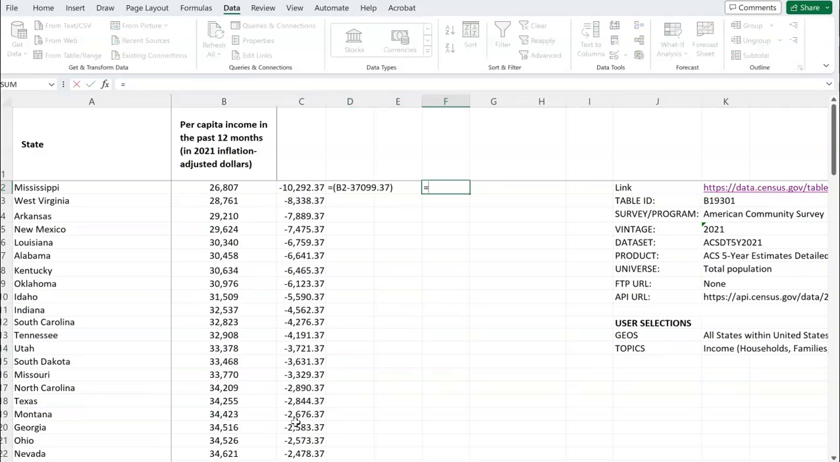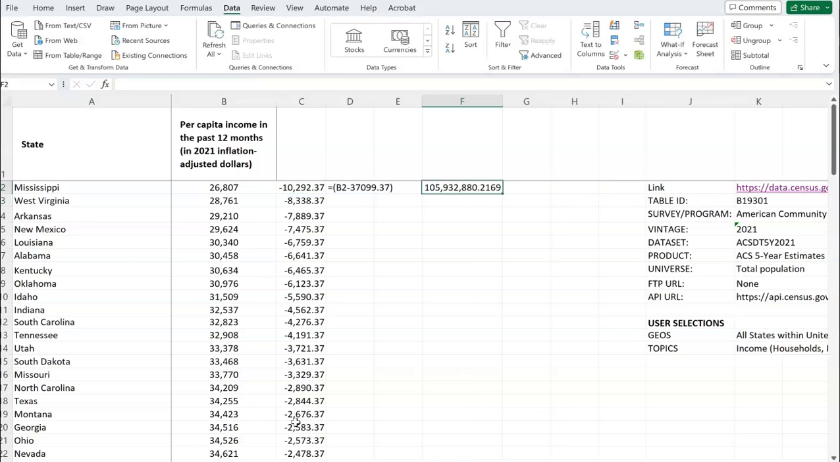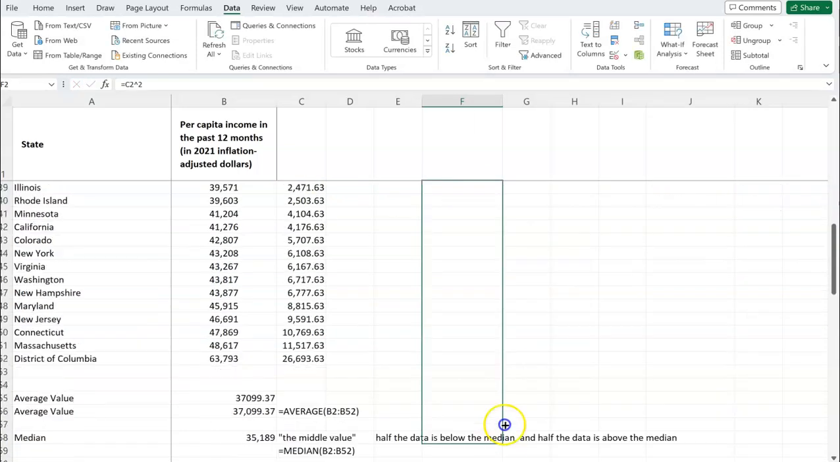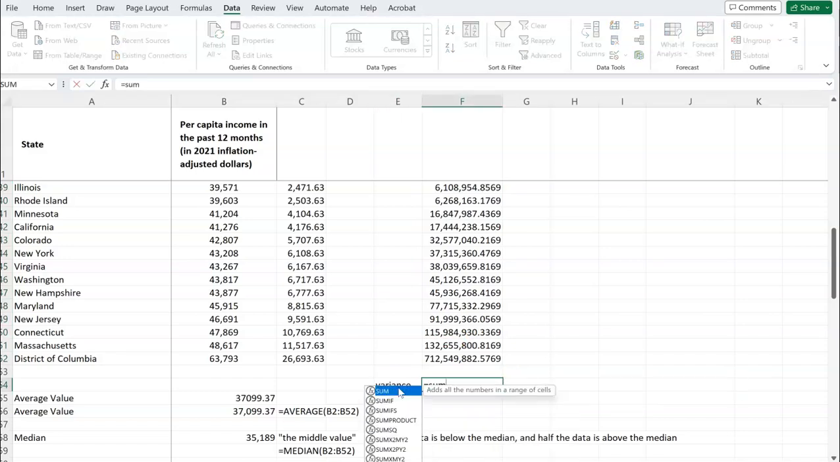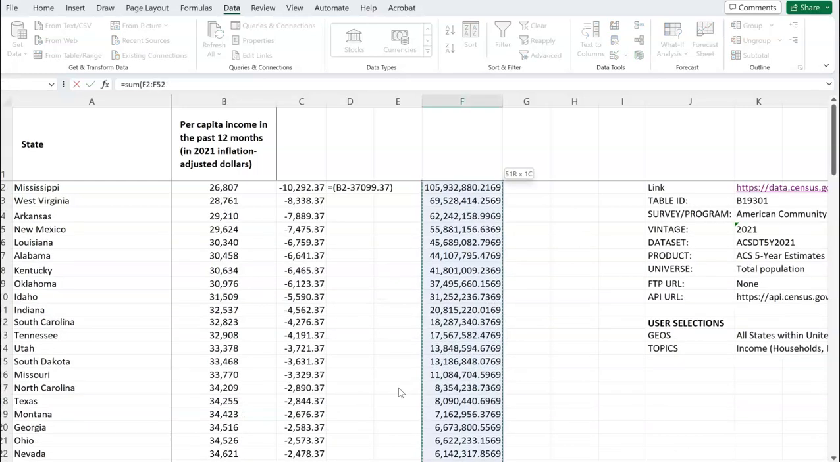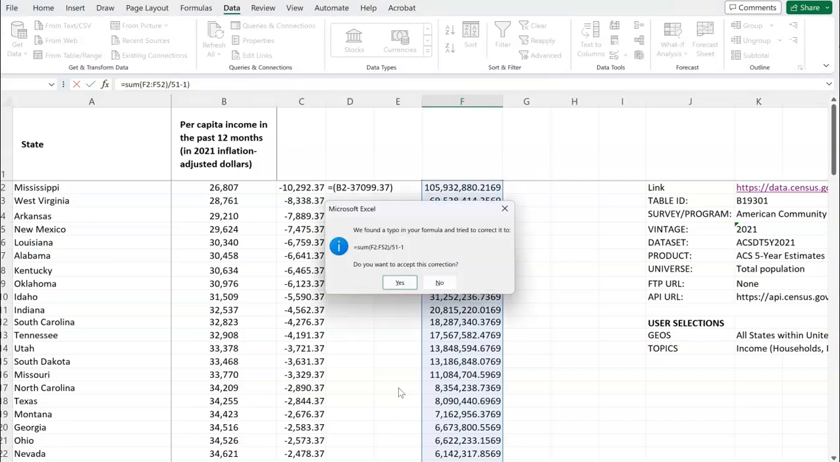I'll take this data and square it, and I get a huge number. And if I drag my mouse again all the way down, I get this number. Then my variance would be the sum of all these numbers divided by 51 entries minus 1. Why do we subtract 1? It's because of degrees of freedom, and we'll talk about that in a later lecture. So I'll just leave it for now.